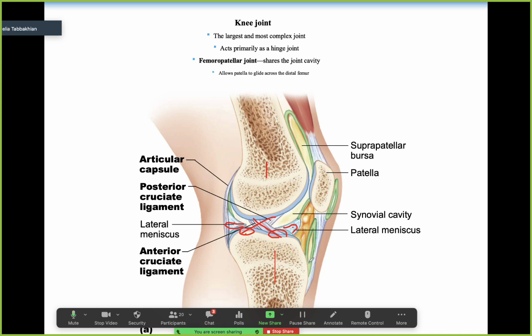And then, like I promised, we've got a bursa here and a bursa here. The purpose of these bursae is to help the patella slide back and forth. When the patella slides back and forth, it has to have some sort of cushioning, or else it'll start grinding on the femur or grinding on the tibia. So that's the purpose of these bursae.